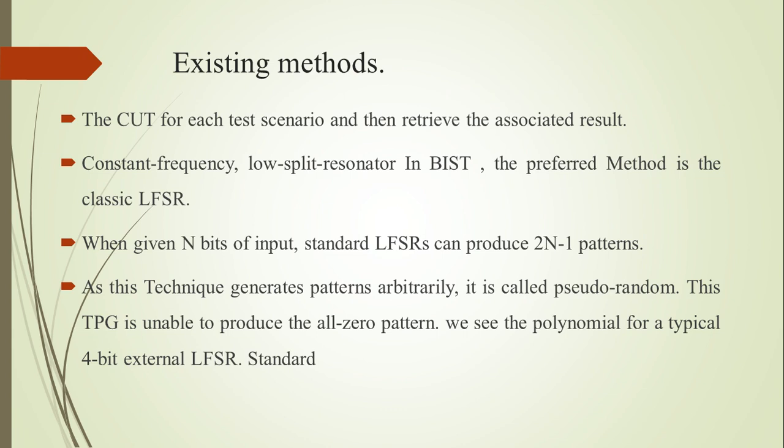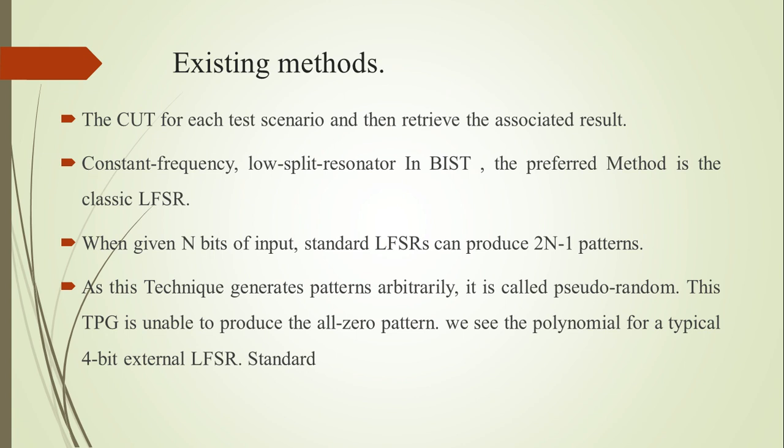So the existing method is the classical LFSR. When given n inputs, this classical LFSR produces 2 power n minus 1 patterns at its output. As this technique generates patterns arbitrarily, it is called pseudo-random. This test pattern generator is unable to produce the all-zero pattern.